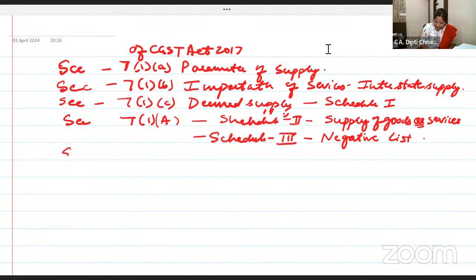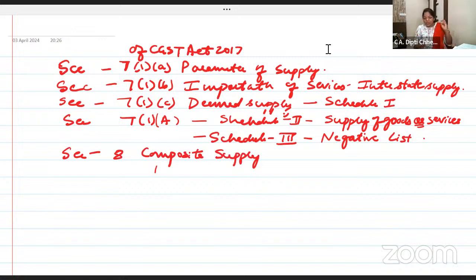Section 8. Composite supply. You remember? Phone and battery and all. Chargeable. What is the chargeable rate? What I am giving you is asked as it is in the MCQs. Please check your past exam papers.